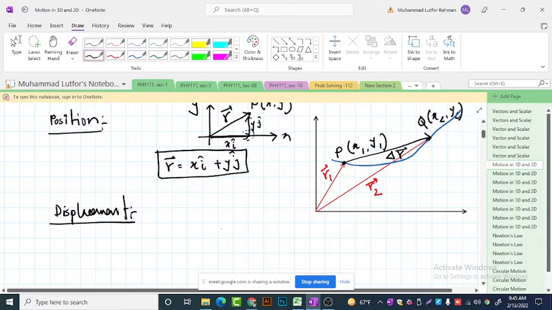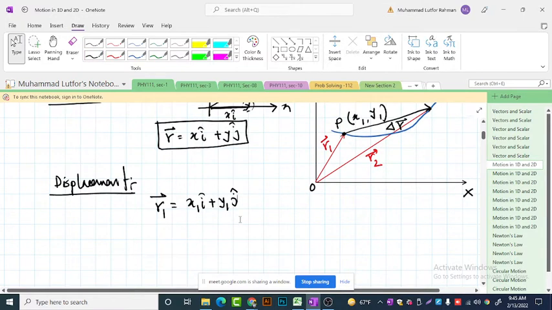Now, if you closely observe this diagram in your Cartesian coordinate system, I can write the position vector of the particle at the initial point P. I can express this R1 as x1 i hat plus y1 j hat. Can you write this again using the triangle law? Any question over here?